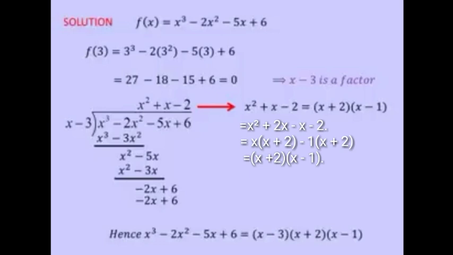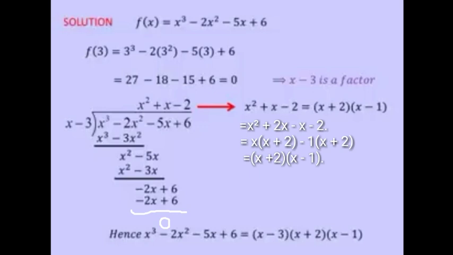So, f of 3 equal to 3 cube minus 2 into 3 square minus 5 into 3 plus 6. So, after simplification, we got f of 3 equal to 0. According to factor theorem, if f of 3 equal to 0, x minus 3 is a factor of given polynomial. Now, we will divide the given polynomial f of x by this linear factor x minus 3 using long division method. By long division, we got the quotient x square plus x minus 2 and the remainder is 0.